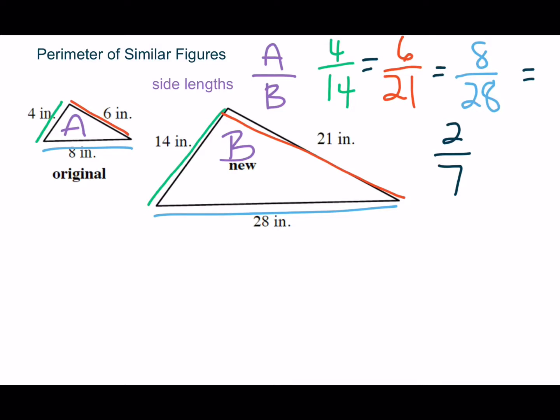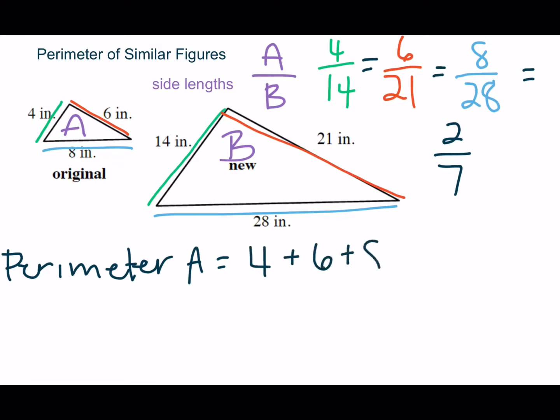Now that we've verified similarity, we're going to look at the relationship between their perimeters. We'll start by finding the perimeter of triangle A. And remember, perimeter is just the distance around the figure, so we'll add all the side lengths up. That's 4 plus 6 plus 8, which is 18.